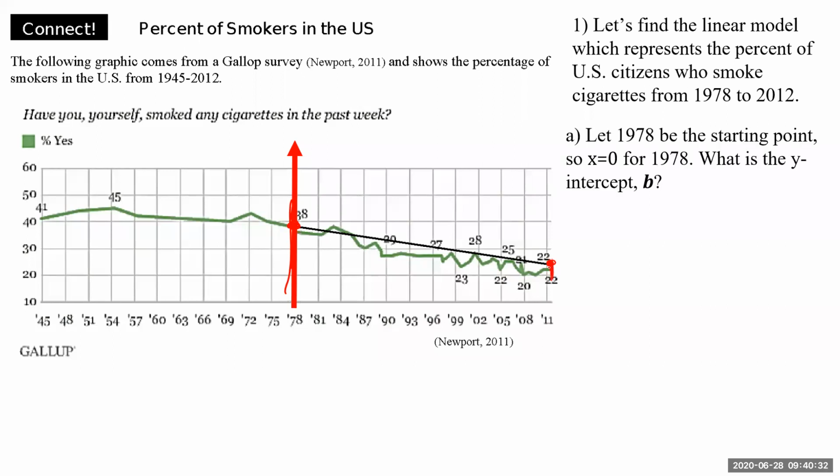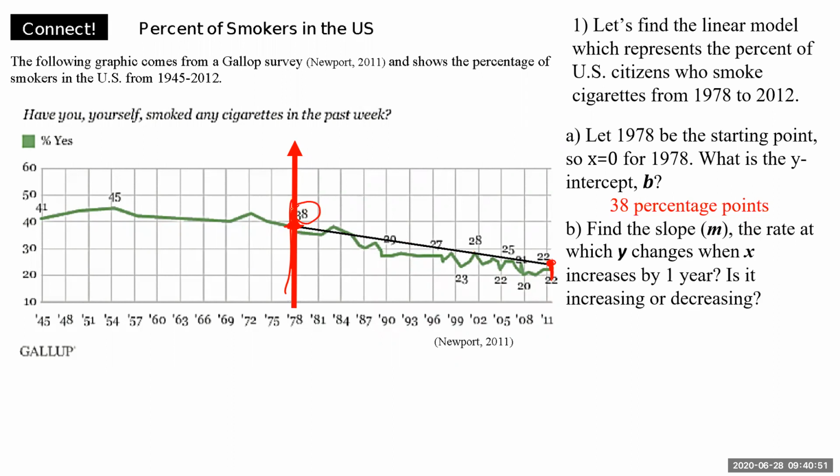All right, okay. Now, it says let 1978 be the starting year. So we want to look at that, and then what is the y-intercept? The y-intercept is where the trend line crosses the y-axis. So when we drew a line, that is the point, and the number here is 38.